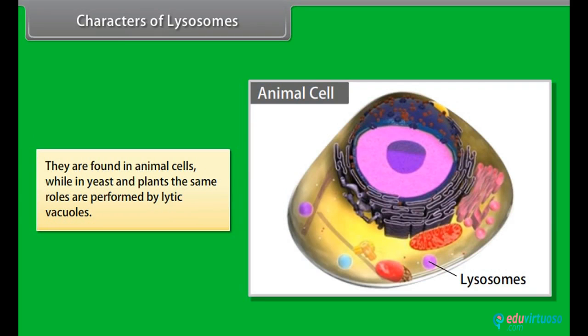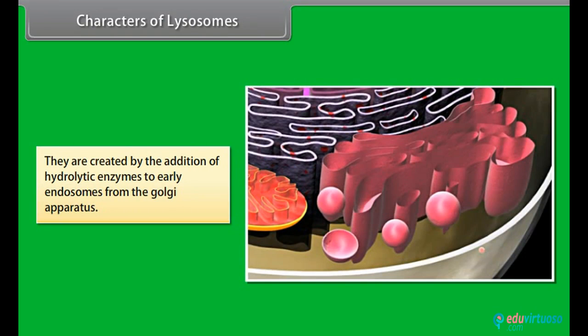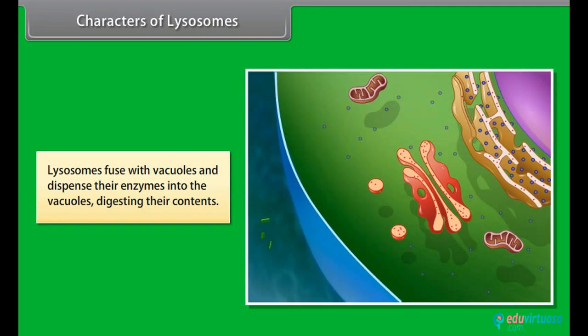They are found in animal cells, while in yeast and plants, the same roles are performed by lytic vacuoles. Lysosomes digest excess or worn-out organelles and food particles, and engulf viruses or bacteria. The membrane around lysosomes allows the digestive enzymes to work at the 4.5 pH they require. They are created by the addition of hydrolytic enzymes to early endosomes from the Golgi apparatus. Lysosomes fuse with vacuoles and dispense their enzymes into the vacuoles, digesting their contents.